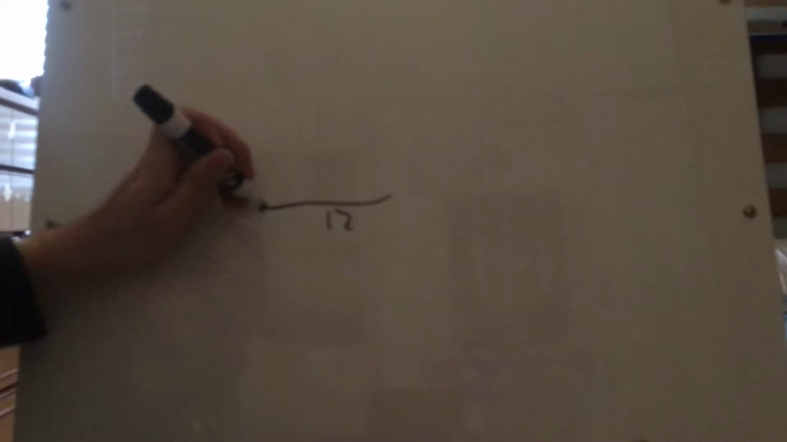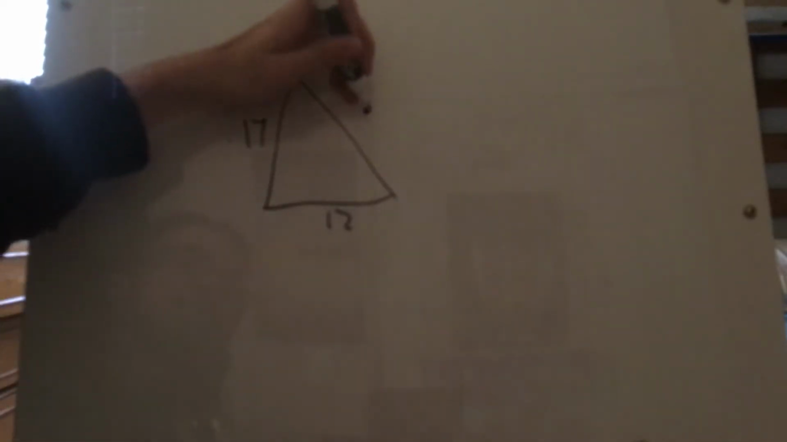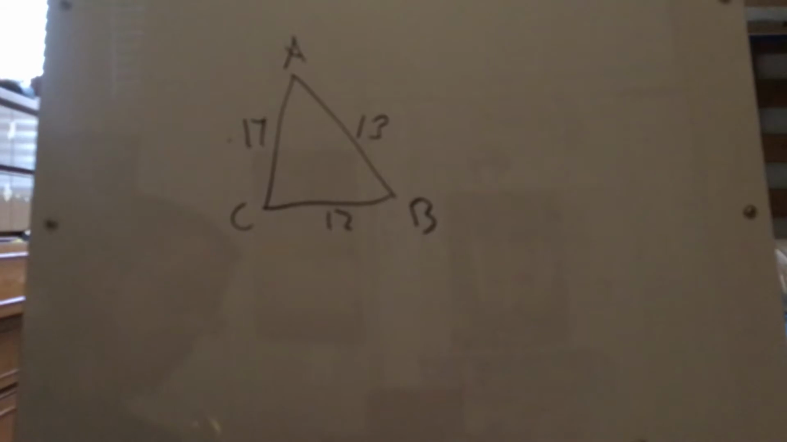So, in triangle ABC, we have a is 12, b is 17, and c is 13. Since this is side b, this is angle B, side c, angle A. So we want b cos C minus c cos B.